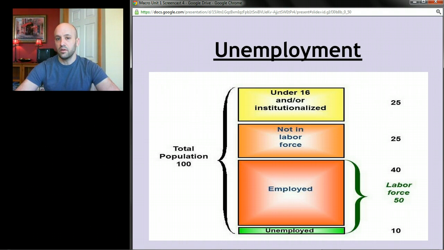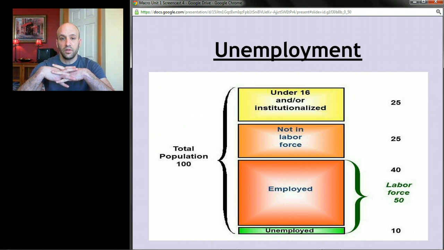Now the box below that, that orange box called not in the labor force, are people who aren't too young and they're not institutionalized, but these are people who are essentially saying they don't want to work or they're not going to be looking for a job. Typically those are retired people, but this could also be people who are younger but simply aren't looking for work, either because they don't want to find work or because they think they can't find work.